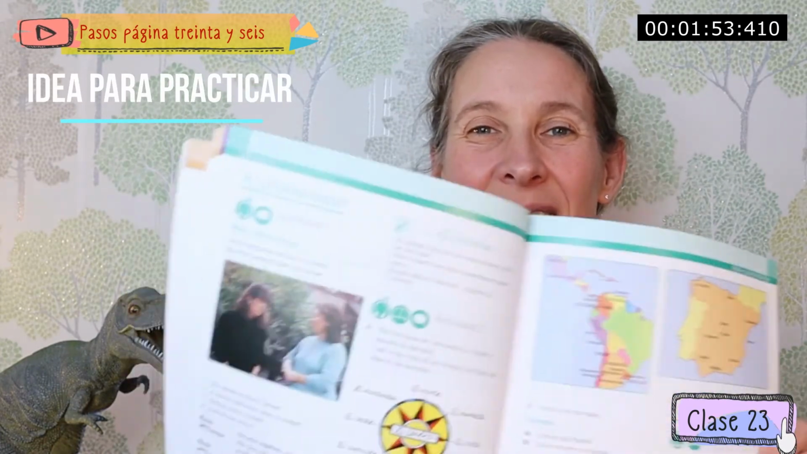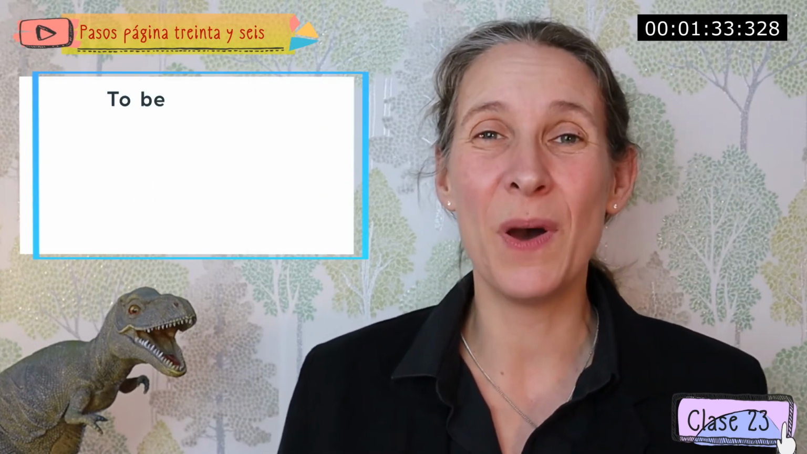Mijas está en el sur de España. Now, if you have Pasos, you might want to look at página 36. There's a nice diálogo entre dos mujeres, between two women, about where they're from and what it's like and where it is, see?